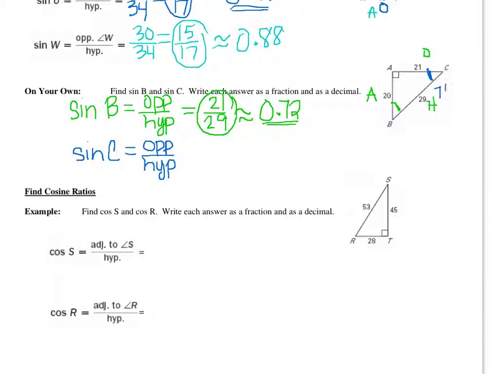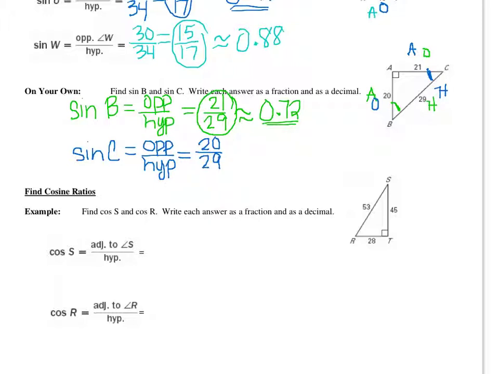My hypotenuse stays exactly the same, but now the length of 21 is my adjacent side. The length of 20 is my opposite side. I want for sine of C the opposite over the hypotenuse. My opposite side has a length of 20. My hypotenuse has a length of 29.